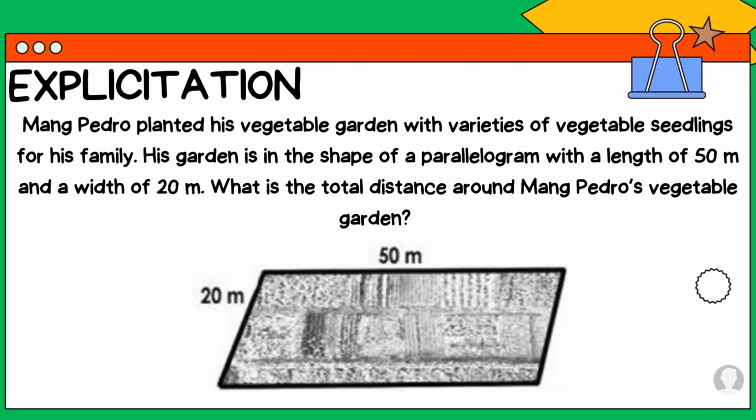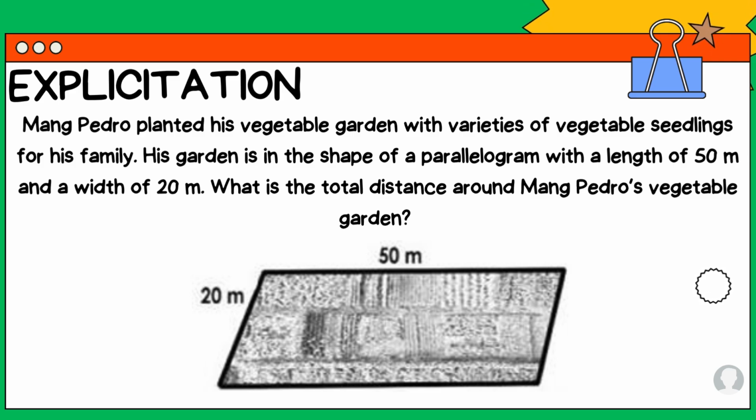Explicitation. We have here a problem solving. So let me read it. Mang Pedro planted his vegetable garden with varieties of vegetable seedlings for his family. His garden is in the shape of a parallelogram with a length of 50 meters and a width of 20 meters. So what is the total distance around Mang Pedro's vegetable garden?